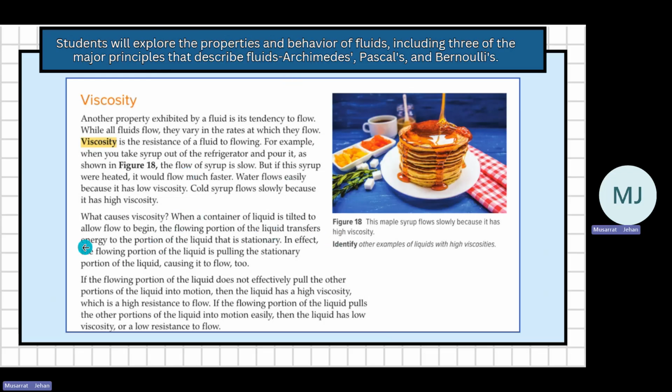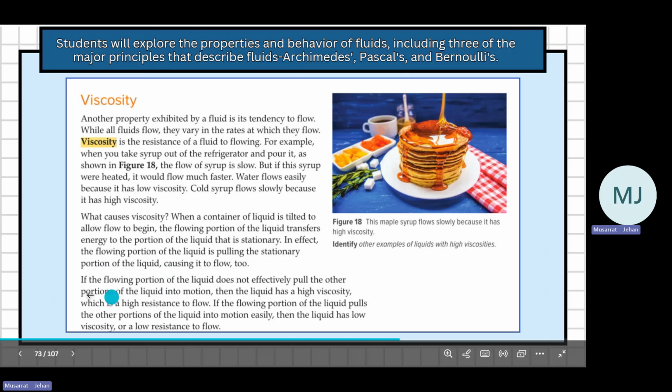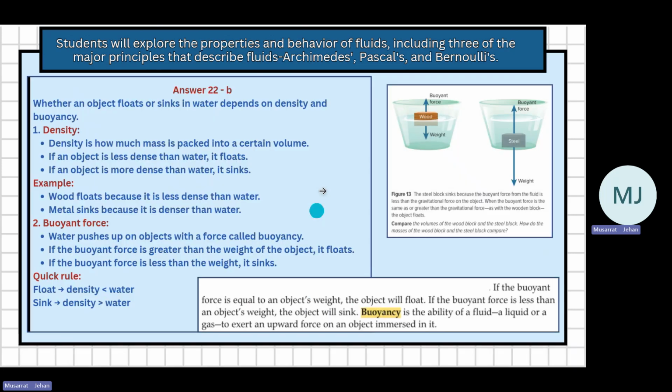When a container of liquid is tilted, it allows flow to begin. The flowing portion of the liquid transfers energy to the portion of the liquid that is stationary, and so it starts flowing. If the flowing portion of the liquid does not effectively pull the other portion of the liquid into motion, then the liquid has a high viscosity. When it is going very slow, it means it is high viscosity.